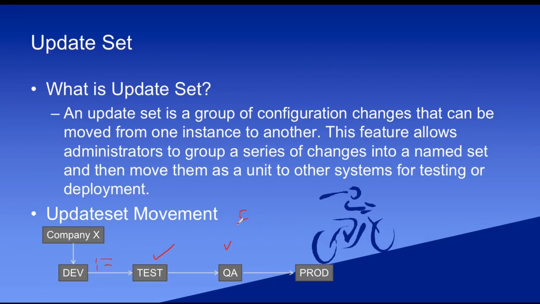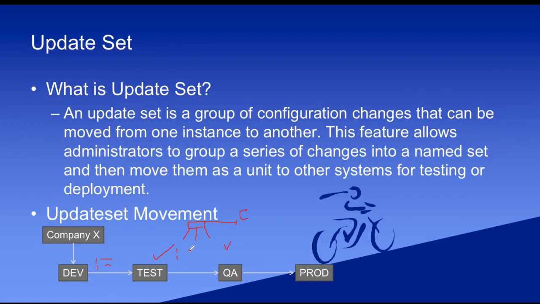But to move any code from test to the QA environment, or test to production, or QA to production, we normally need a change request. So there will be a change request created, and normally we should not move update sets one by one. So we'll create a parent update set. Under this parent update set, all the child update sets will be added, and once we move this parent update set in a single shot, all the child update sets will be automatically migrated.